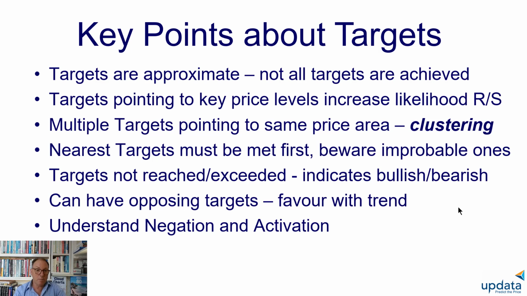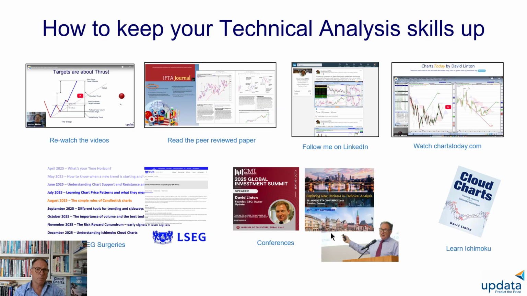So key points about the targets. They are approximate. Not all targets are achieved. Turning points to key price levels increases the likelihood. So think about resistance and support. Model targets pointing in the same direction or price area, that's clustering. And the nearest targets must be achieved first, and be aware of improbable ones. Targets not reached or exceeded, remember that indicates bullishness and bearishness. You can have opposing targets, and you favor the ones with the trend. And do understand this idea of negation and activation. That's really quite important as well.